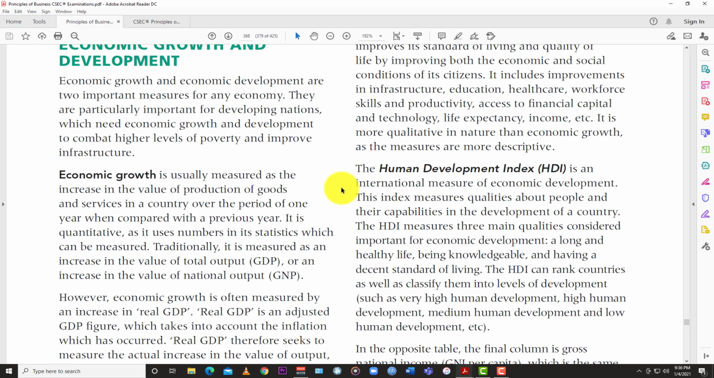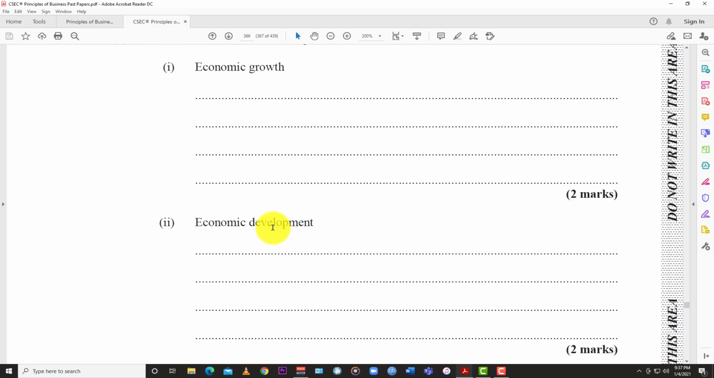So the definition is usually measured as the increase in the value of production of goods and services in a country over the period of 1 year when compared with previous years. Traditionally, it is measured as an increase in the value of output, GDP, or an increase in the value of national output, GNP. So that's the definition for economic growth. All right, good.